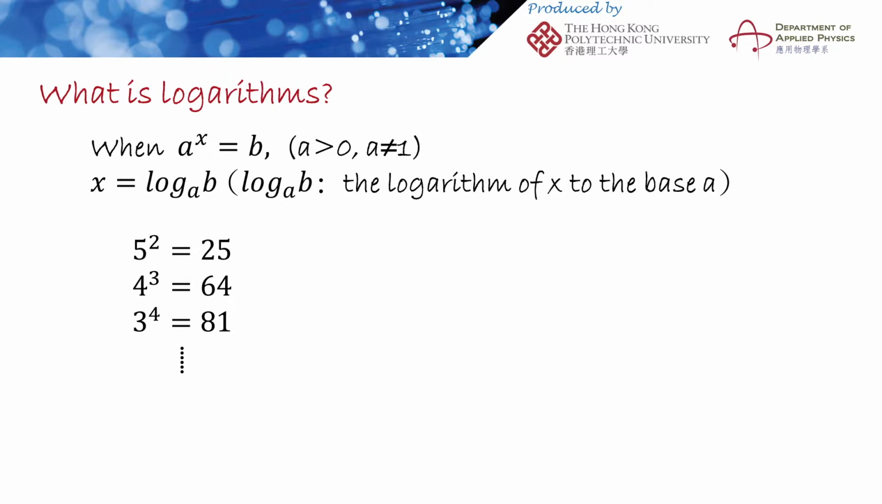Consider the equation a to the power x is equal to b. The unknown is in the power, so we would like to change the subject of this equation to x, so that x is equal to log base a of b. The small number is the base. The big number is the number of the logarithm with respect to the base number.